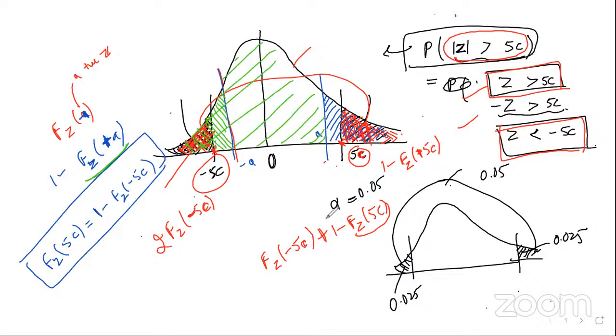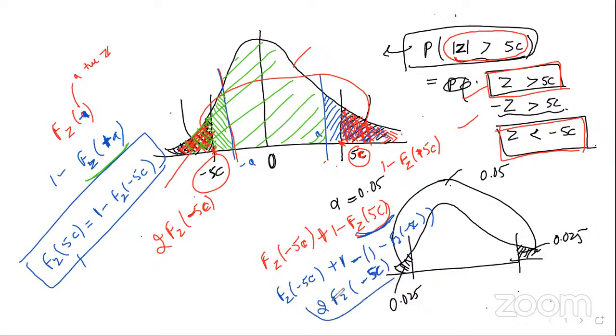So you just substitute this Fc of 5c here. So it becomes Fc of minus 5c plus 1 minus 1 minus Fc of minus 5c. Okay, and it becomes 2 times Fc of minus 5c. You don't even have to do all this. You can simply find this using the symmetry of this curve.